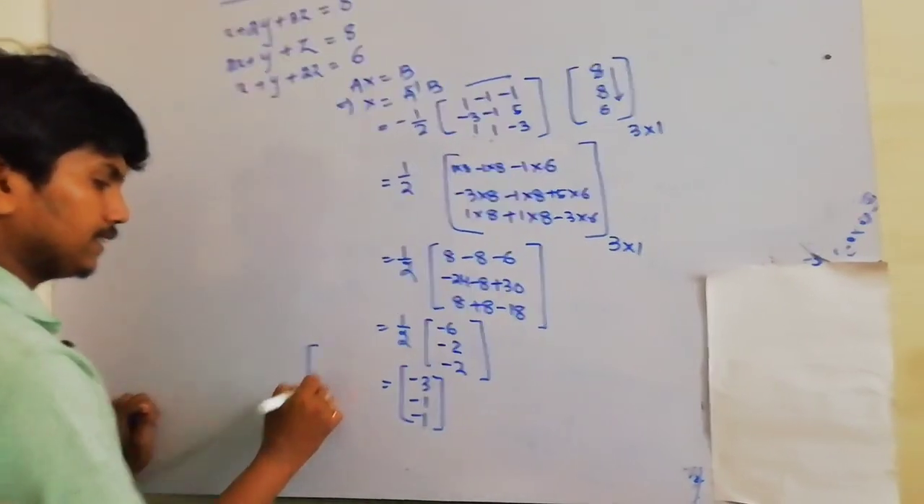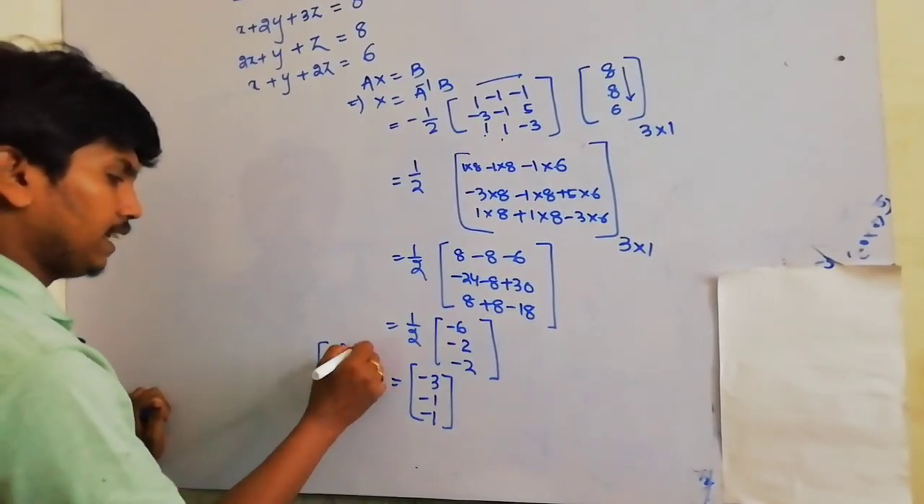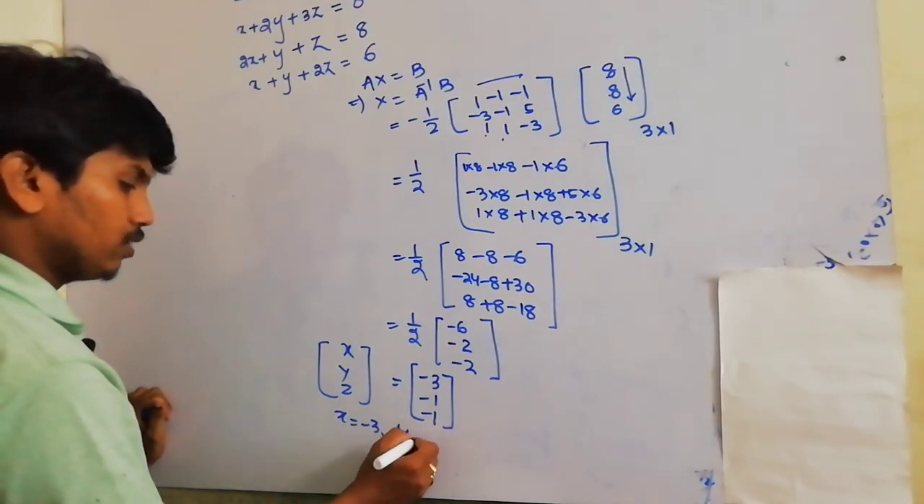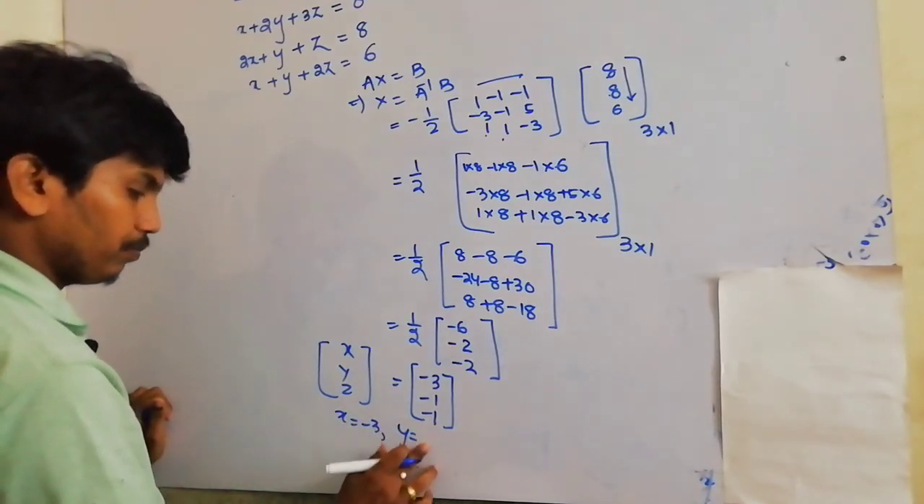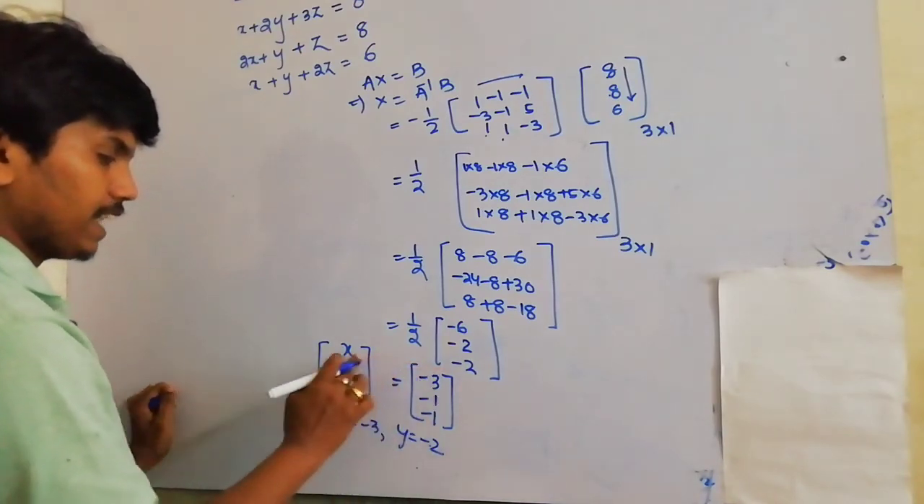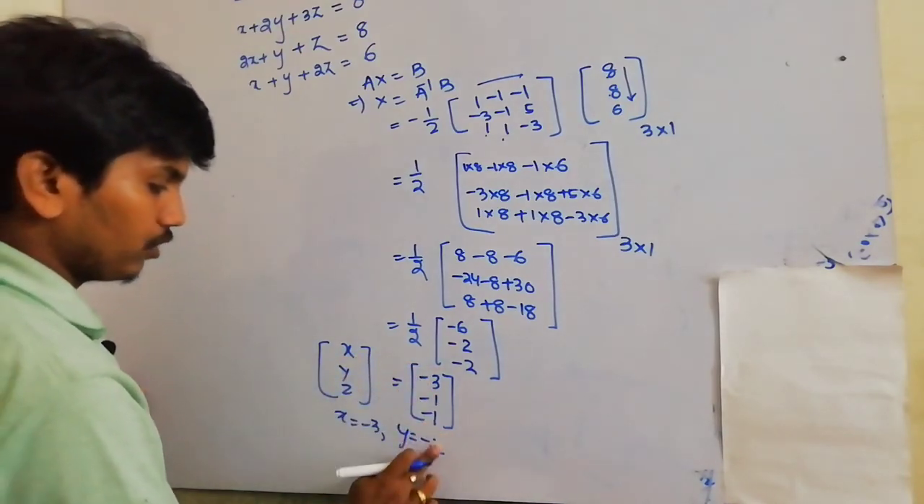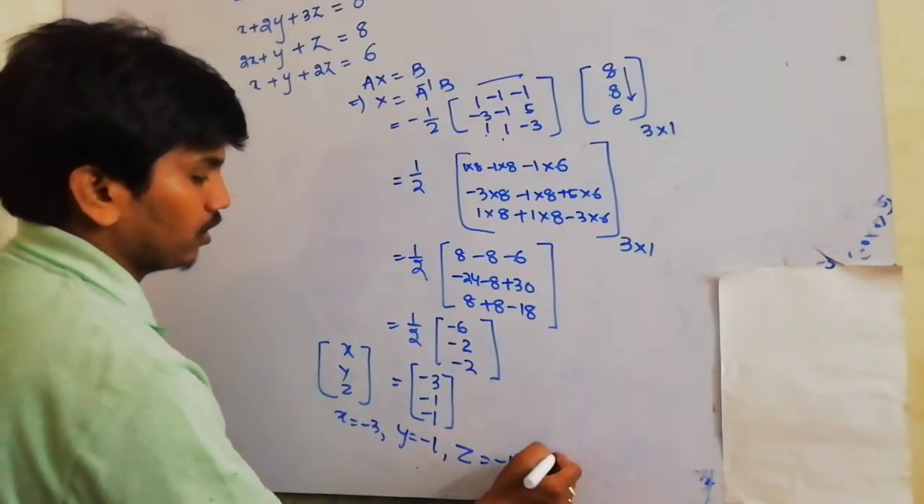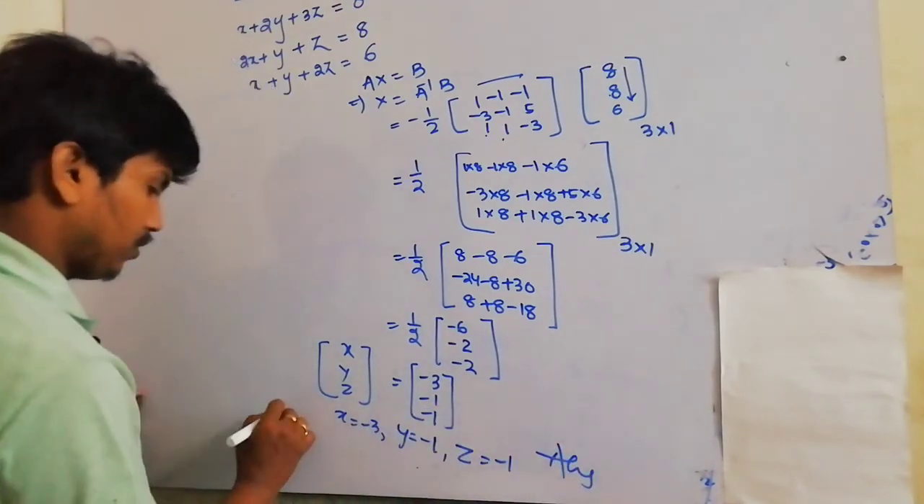What is the value of x, y and z? Now x is equal to minus 3, y is equal to minus 1, and z is equal to minus 1. This is the answer.